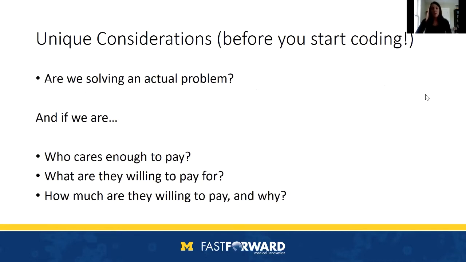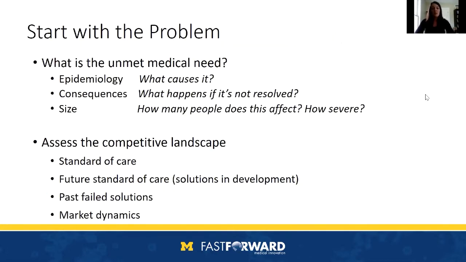So some unique considerations before you start writing that code. We really want to focus our attention on if we're solving an actual problem that we've identified that could benefit from a digital solution. And if we do, who cares enough to pay for this solution? What are they willing to pay for? And how much are they willing to pay and why? And so we really want to focus on problem identification, building a solution to solve that problem, digital or otherwise. And then focusing ultimately on our customer and how they're going to drive value enough to pay for our digital innovation.